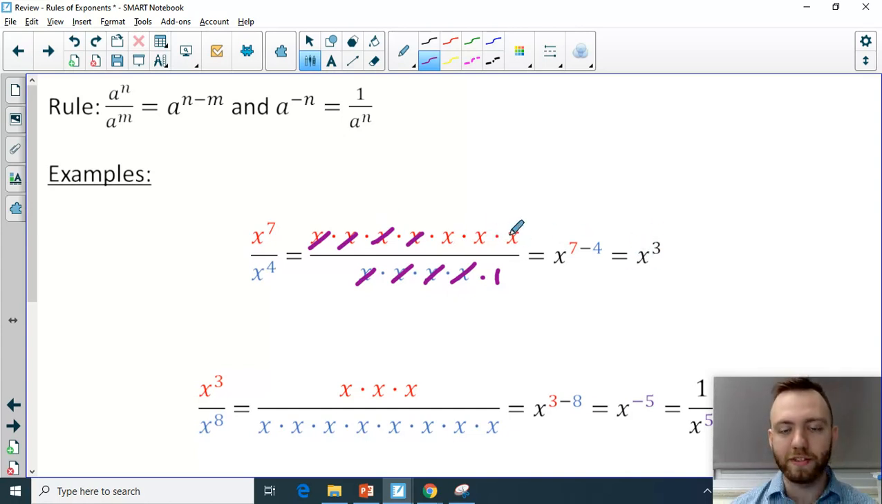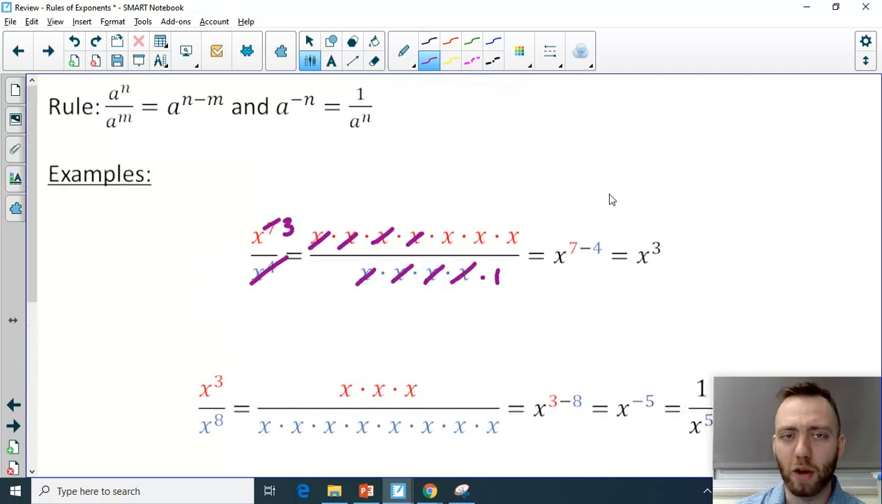So it makes kind of sense when you cancel them out like that why you subtract, right? And so maybe I don't really like to think, oh, I'm subtracting. I just like to think if I have 7 x's up here and I have 4 x's down here, that means all 4 of those x's are going to cancel. And if I have 7 of those x's and I cancel 4 of them, I'm going to have 3 left. That's how I like to think about it.